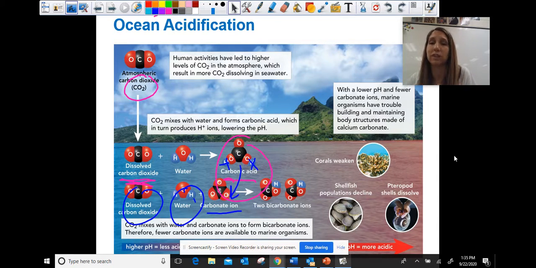So this ocean acidification process is another consequence of adding more CO2 to the atmosphere. It's not just global warming that leads to climate change. Here, with ocean acidification, we have this additional component where we're impacting water ecosystems. And in this case, it's not about ice melting.